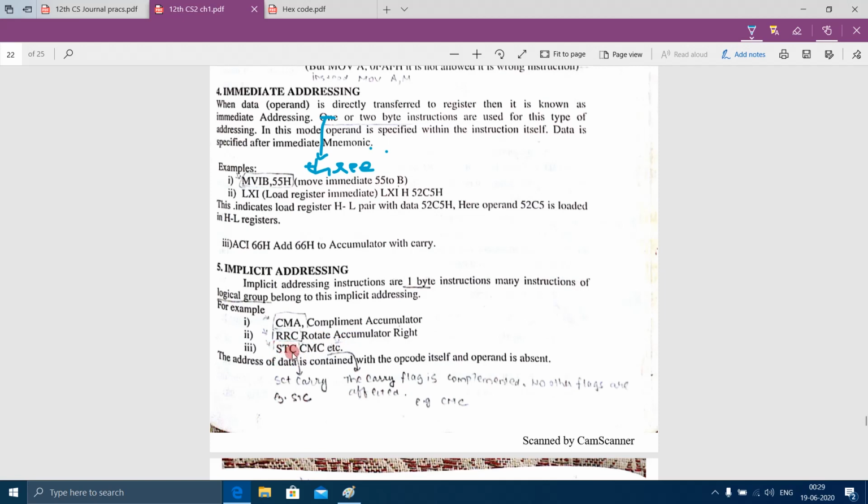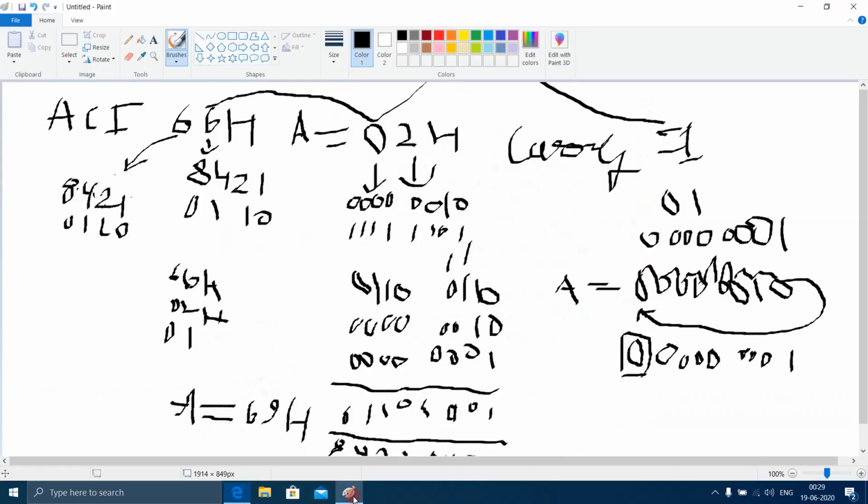STC means set carry. As you know, in 8085 there are 5 flags. One of those flags is the carry flag. If the carry flag is 0, set carry means the carry flag will be set equal to 1. Set means 1. Even if the carry flag is 0, it will set the carry flag. It will make the carry flag equal to 1.